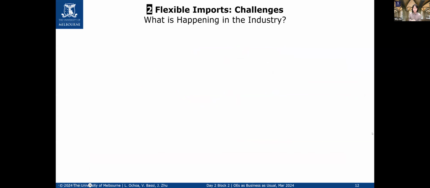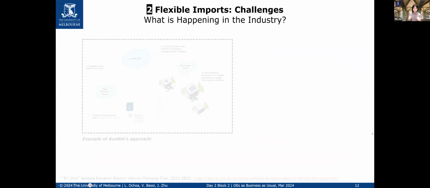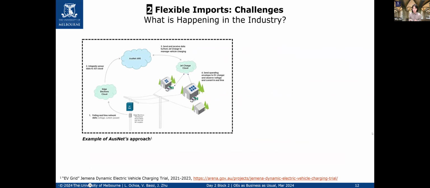Next slide, please. I'm very happy to tell you there's already a lot of effort that has been put into the industry to understand how to manage the imports. As mentioned by Alex, there is a dynamic EVSE project going on in Queensland, and Liam also mentioned that in the next 5 years we will start the demand flexibility trial in Japan.